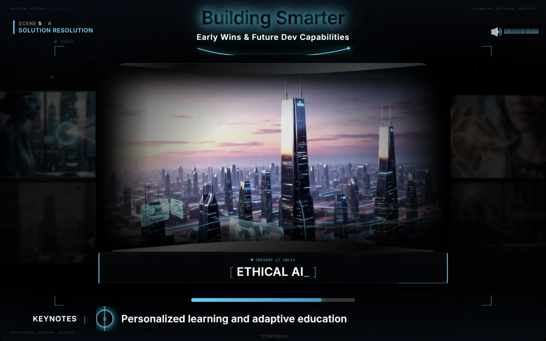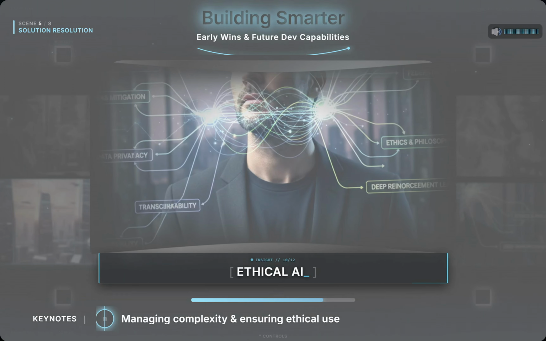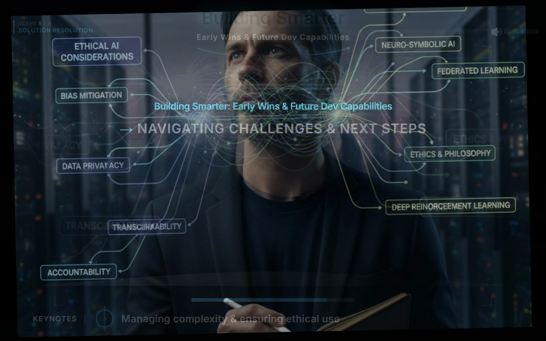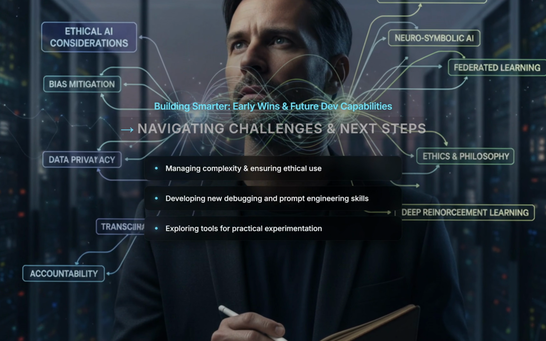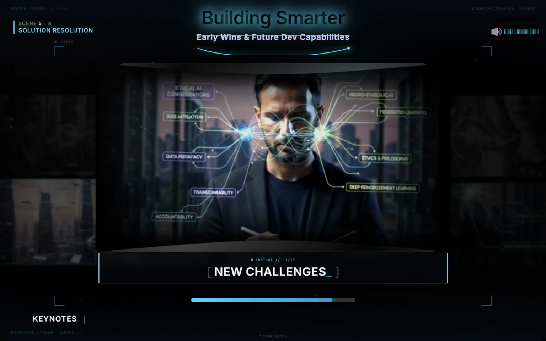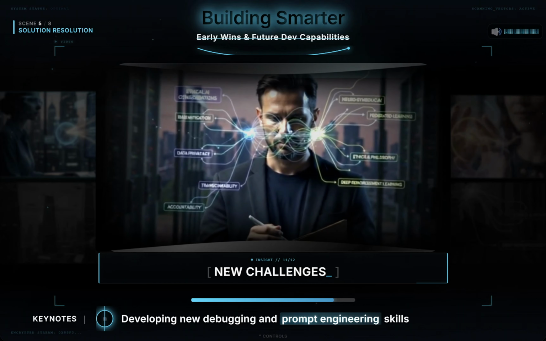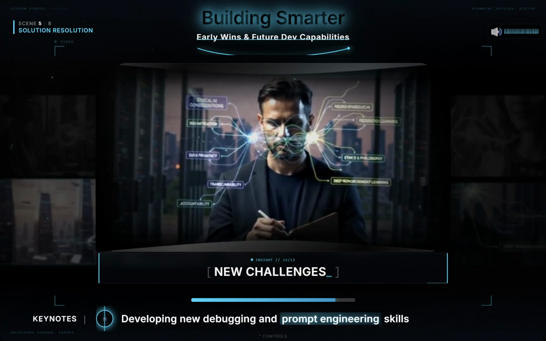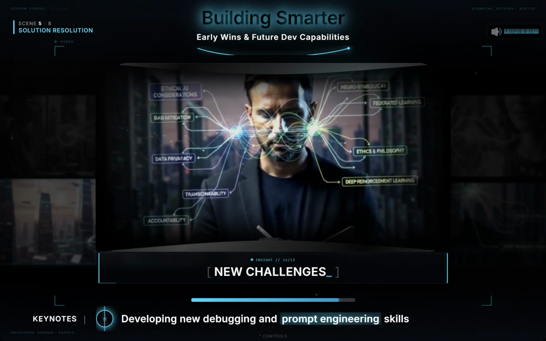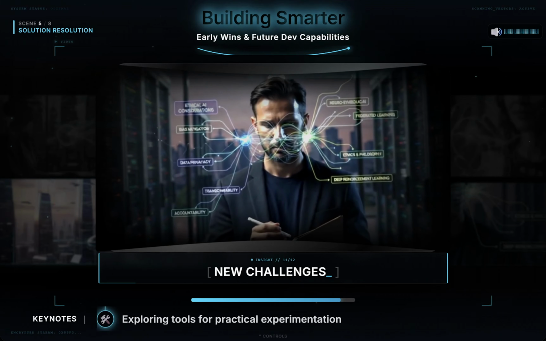Of course, these powerful capabilities also bring new challenges. We need to be thoughtful about managing complexity, ensuring ethical AI use, and understanding how to effectively debug systems that learn and adapt. The skills we develop today, like effective prompt engineering and understanding AI's mental models, will be crucial. But the early wins in productivity and robustness are clear, and the path to truly intelligent applications is open.